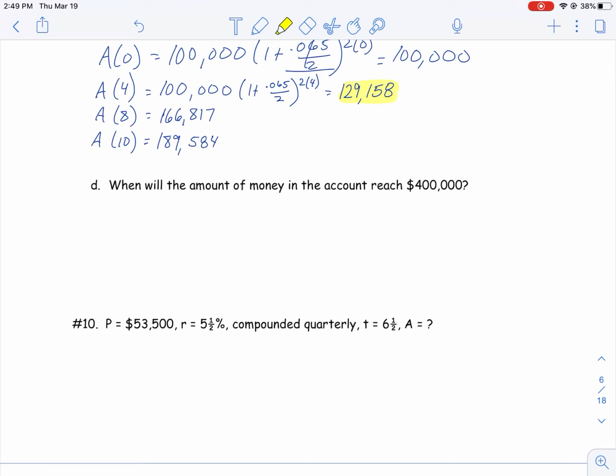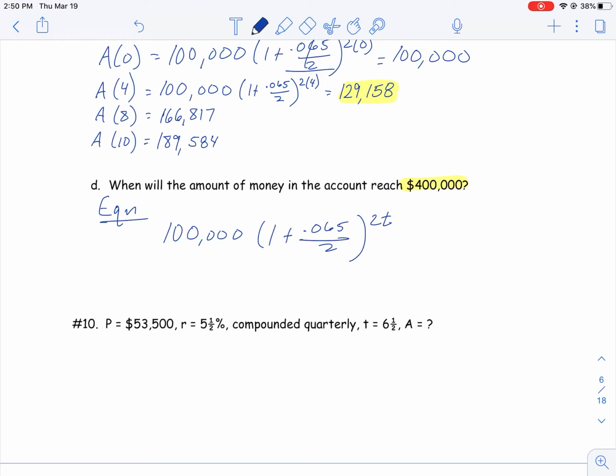When will the amount of money in the account reach $400,000? Great question, especially if it's my money. There's two ways to approach this. One is with a graph, and one is with the equation. If you focus on the equation, we're actually going to run into some issues. So we know we have this equation, $100,000 times 1 plus 0.065 divided by 2 to the 2t.